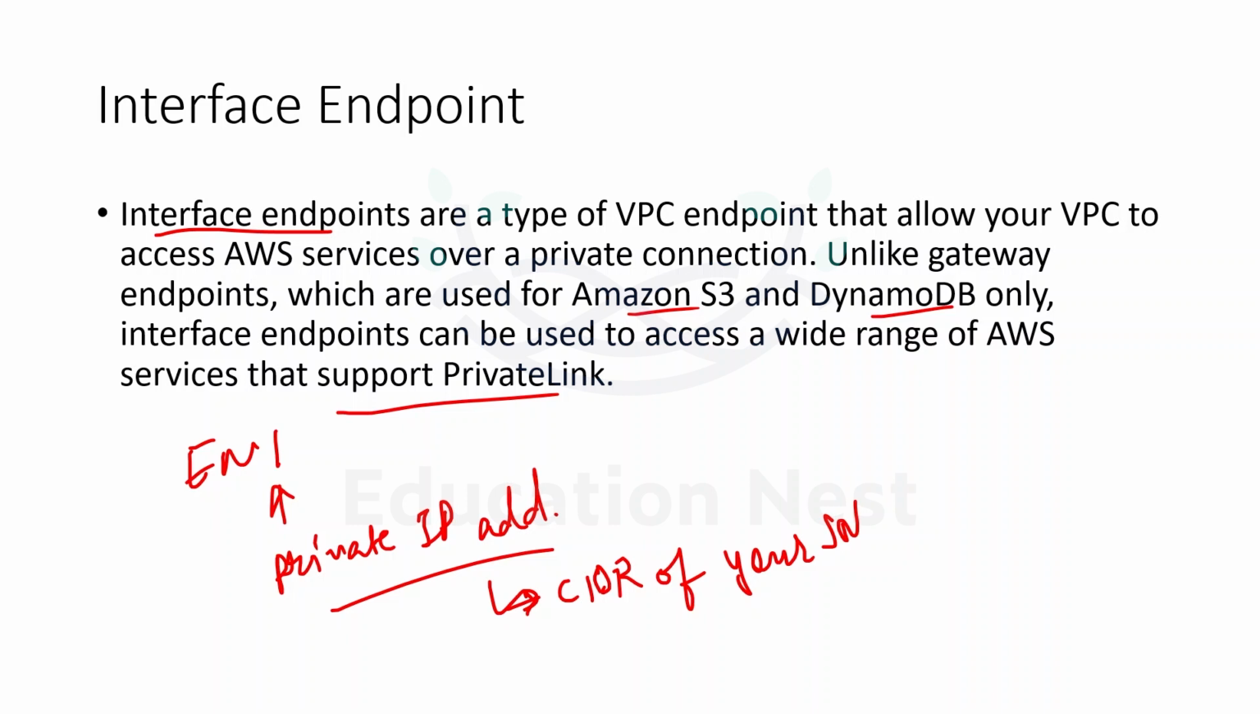PrivateLink is supported by many of the services on AWS. It uses a technology called the interface VPC endpoint. We have already discussed that, right? So it uses VPC interface endpoints, and both go hand in hand. Right, so that's about the interface endpoint. Now let's have a look at the diagram to see how it would look.